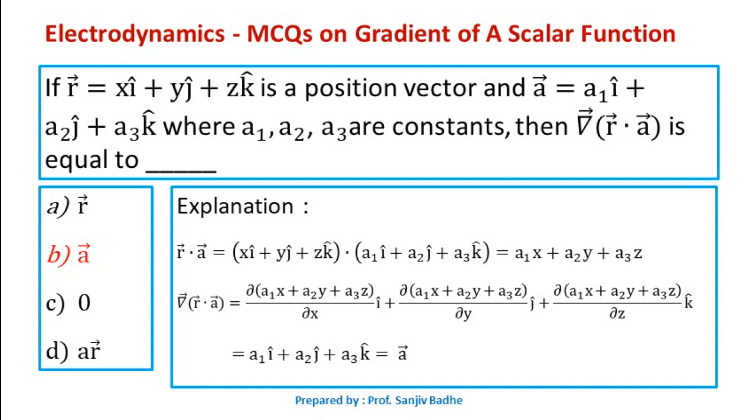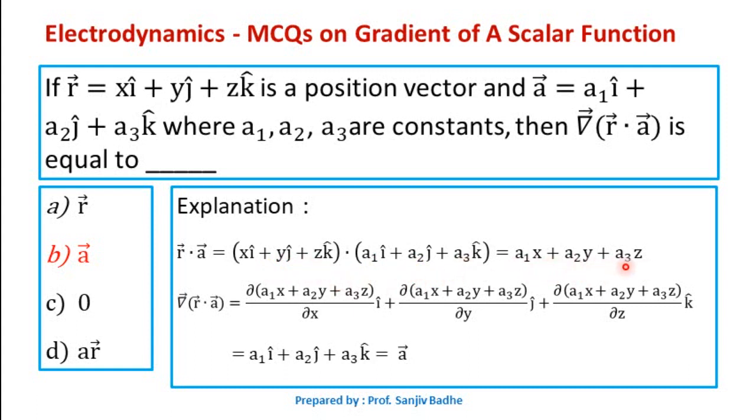In this question, we will first find out r bar dot a bar. This r bar dot a bar will be a scalar function, and therefore we can find gradient of that. So let us find r bar dot a bar first. r bar is x i cap plus y j cap plus z k cap, it is given to us, and a bar is a1 i cap plus a2 j cap plus a3 k cap, where a1, a2 and a3 are constants. So the dot product will be a1x plus a2y plus a3z. So this will be the dot product.